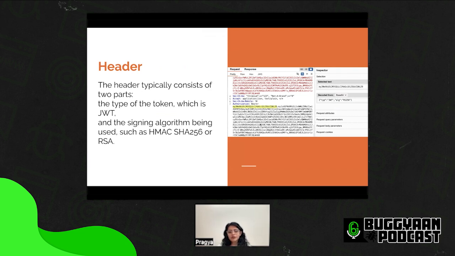The header usually contains the signing algorithm which should be used for signing this token, and also what type of token it is, which is the type. This is base 64 URL encoded, and in its decoded form you can see the type JWT and the algorithm RS256. These are the only two pieces of information this header holds. The header can hold other information as well. The only mandatory field is the algorithm. There are many other fields, but they're all optional. We'll talk about them later.